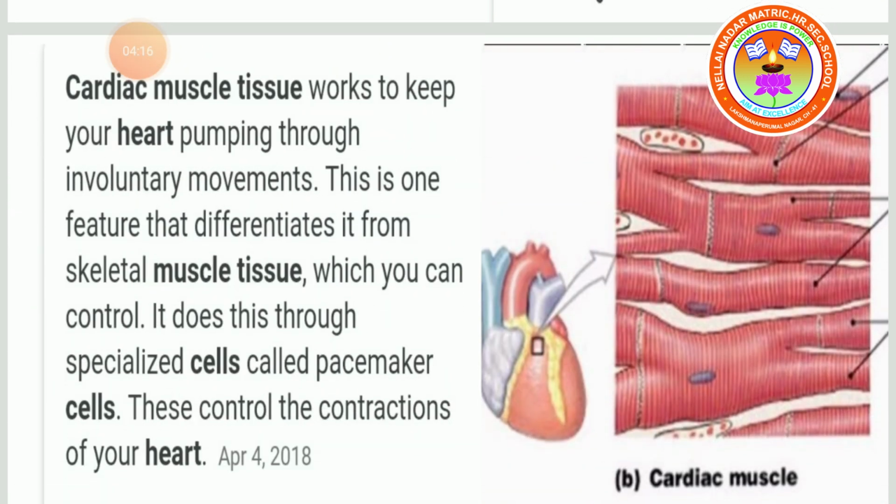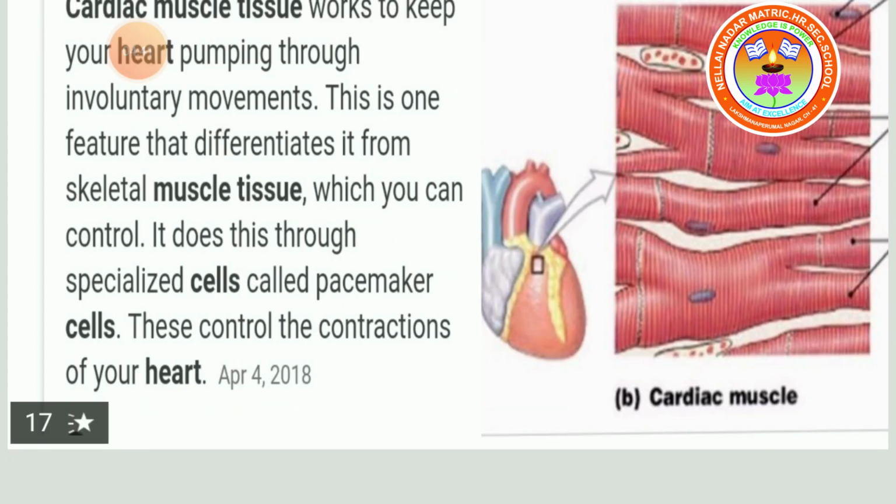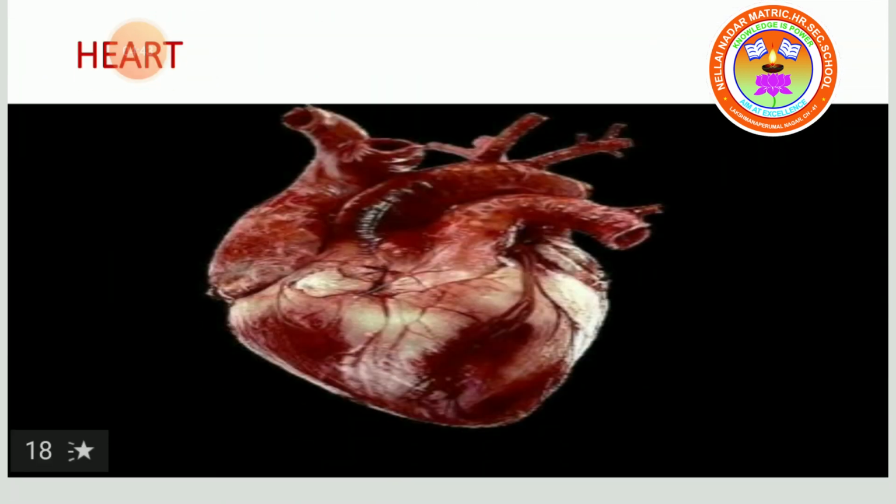Next one, cardiac muscle tissue works to keep your heart pumping through involuntary movements. This is one feature that differentiates it from skeletal muscle tissue, which you can control. It does this through specialized cells called pacemaker cells. These control the contractions of your heart. Next one, heart.